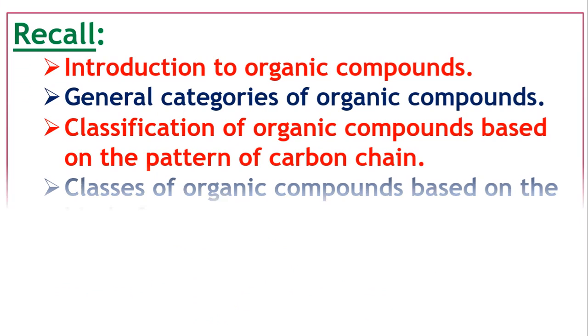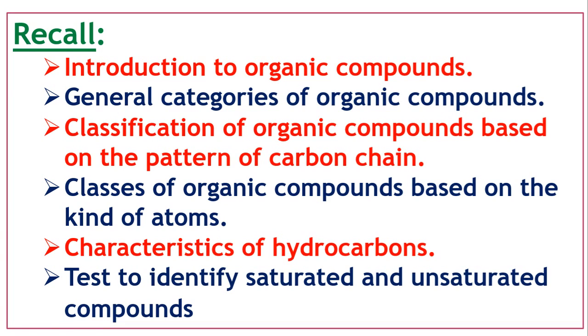Now let us recall what we learnt in the previous class. Introduction to organic compounds, general categories of organic compounds, classification of organic compounds based on the pattern of carbon chain, classes of organic compounds based on the kind of atoms, that is alkane, alkene, alkynes, characteristics of hydrocarbons, tests to identify saturated and unsaturated compounds by using bromine water.